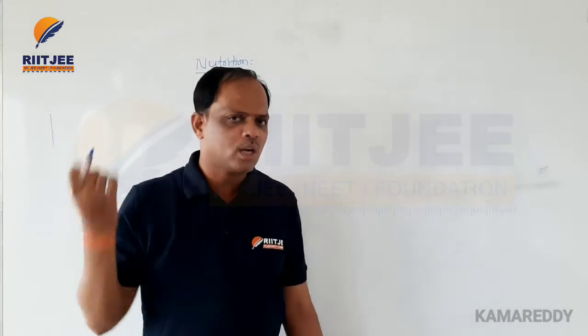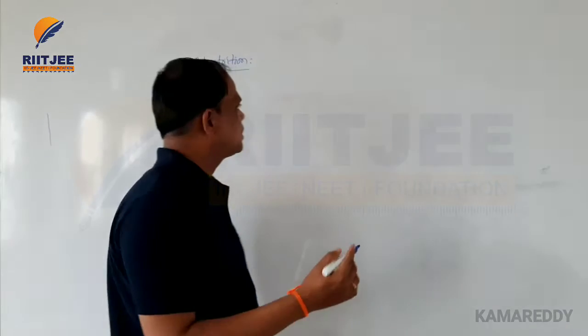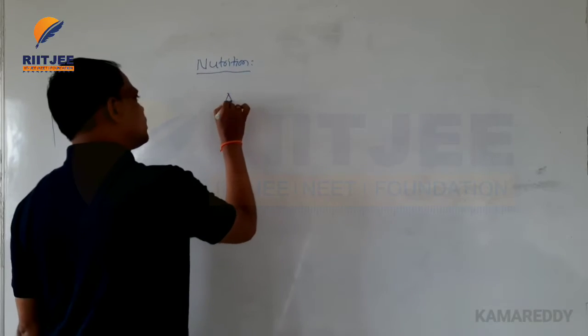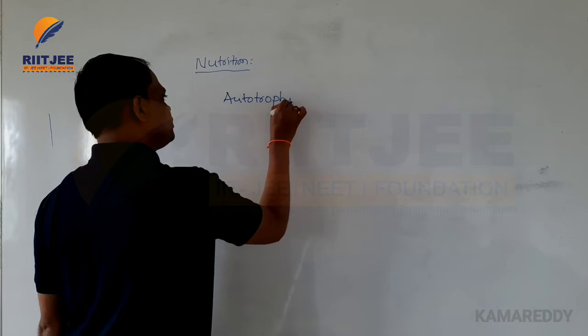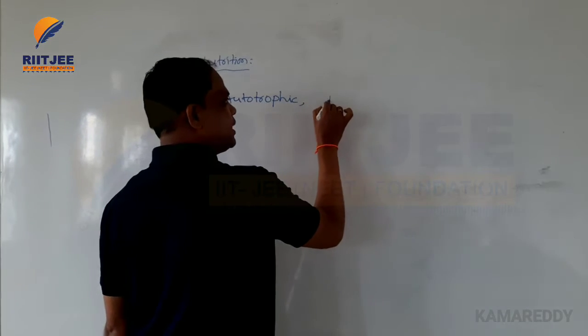Mainly all organisms are of two types: one is autotrophic, and the second is heterotrophic.